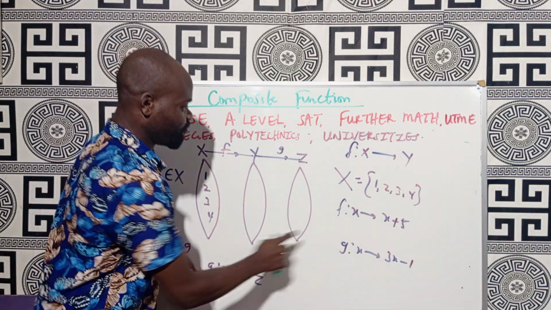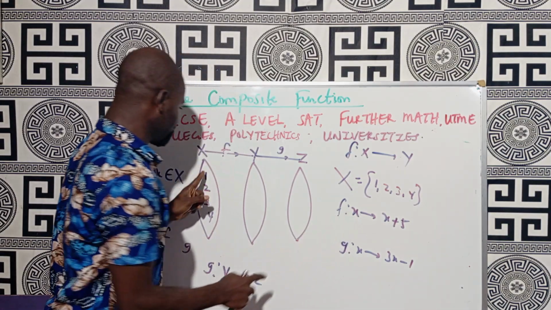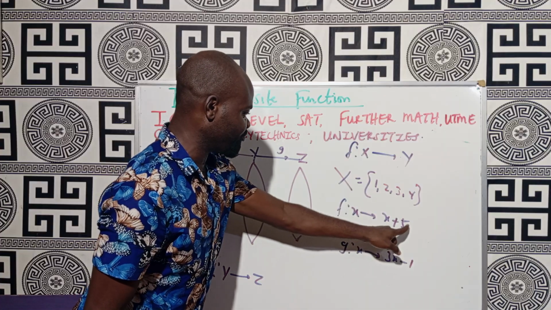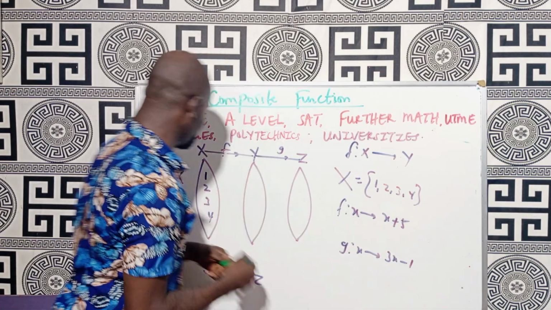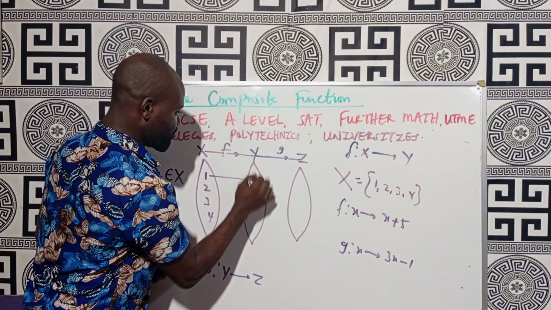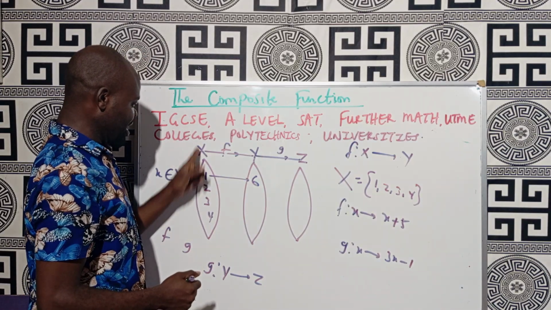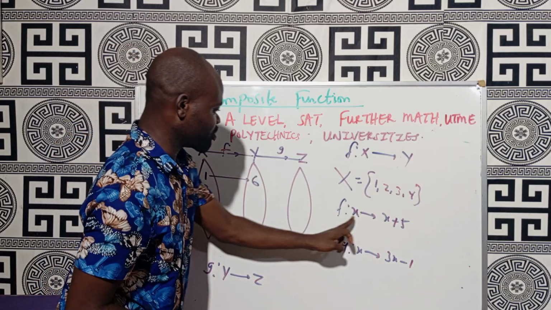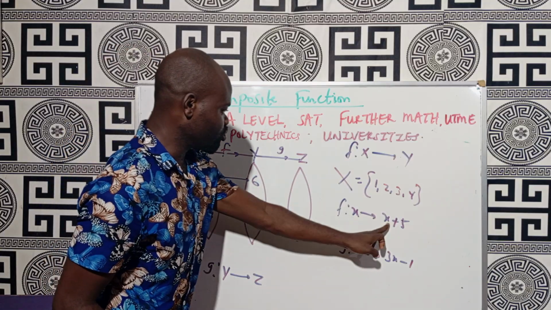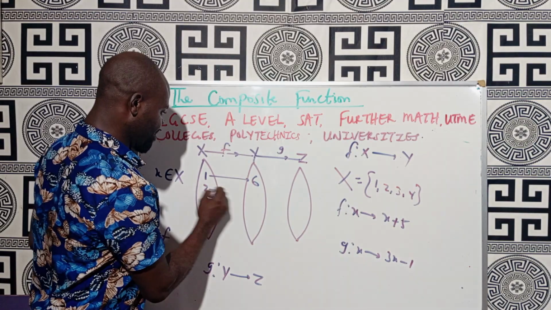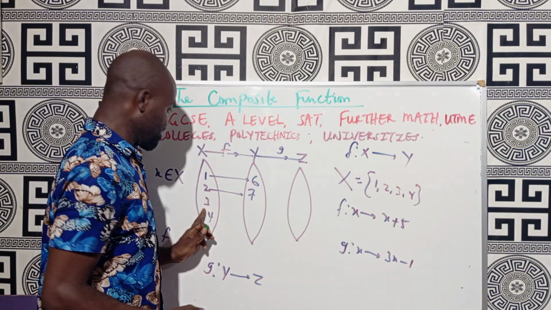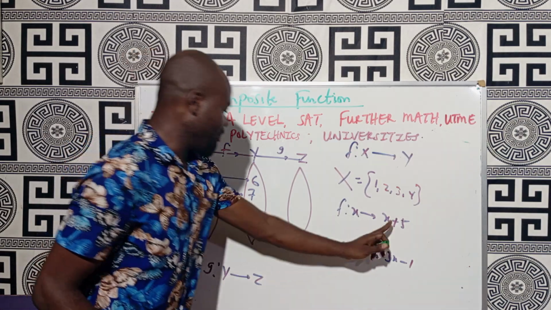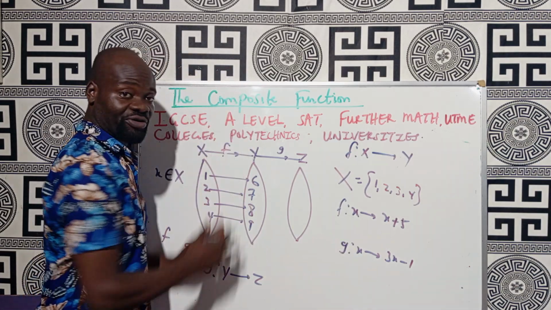Now just substitute for f of x. Put your x as 1. So f of 1 will be 1 plus 5, that is 6. That means 1 goes to 6 here in y. For 2, put your 2 here for f of x: 2 plus 5 is 7. So 2 maps to 7. Put your 3 also: 3 plus 5, that's 8. Put your 4: 4 plus 5, that is 9. So that's how it goes.